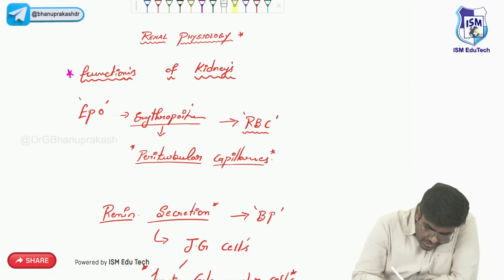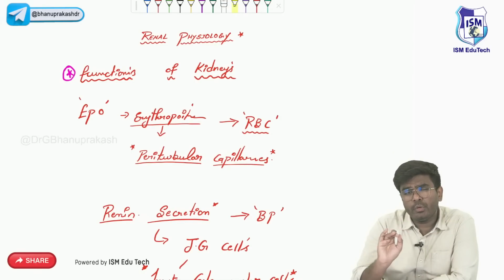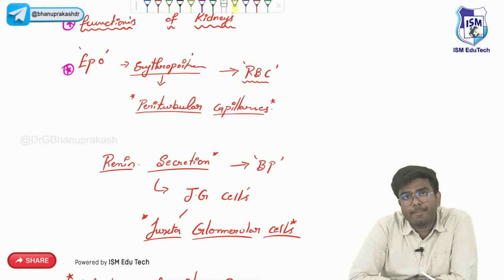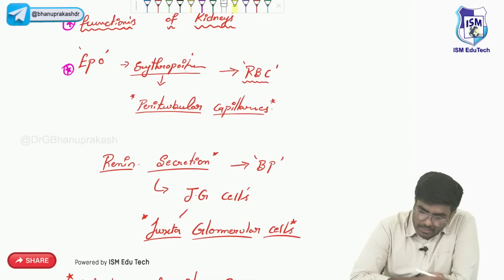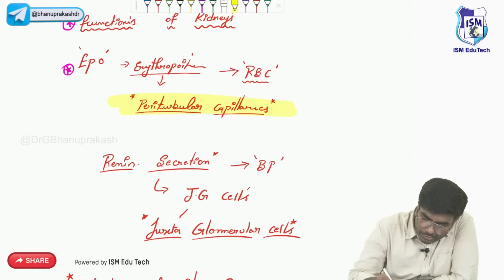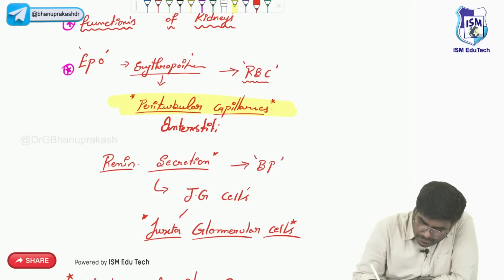First of all, what are the functions of the kidneys? The few important functions you should know, they will ask you in the exam. Erythropoietin is produced from the kidneys. Everyone knows that, but the important MCQ is, from which cell? Erythropoietin is produced from interstitial cells of peritubular capillaries. This word is important.